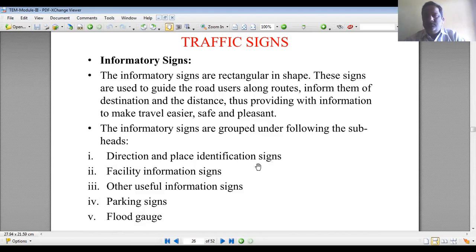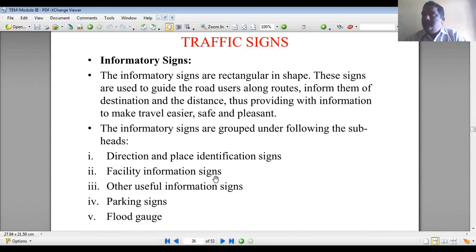So if you want to go to Hyderabad, go straight. If you want to go to Vijayawada, turn left. If you want to go to Warangal, turn right. Like that, direction arrows will be provided on this rectangular shaped traffic signboard. And the place name will also be written, and the arrow direction will also be given. Next, the facility information sign. What facilities are in front of your journey?